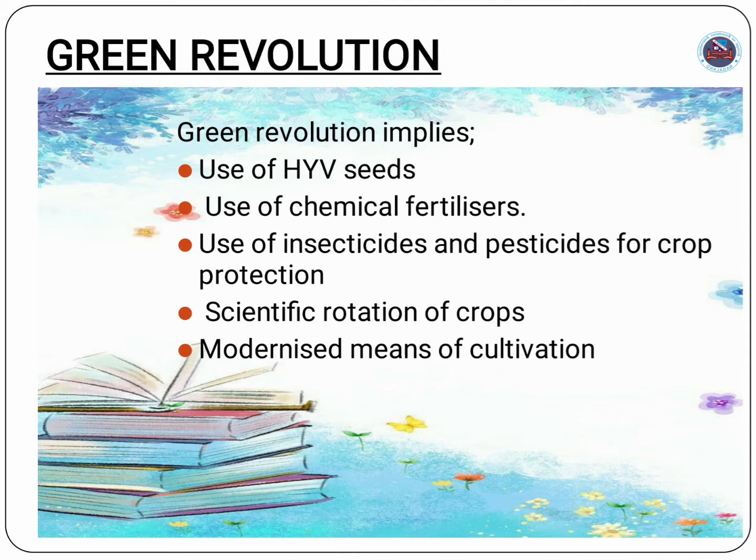Now, what is Green Revolution? Green Revolution implies the use of HYV seeds. HYV seeds means high yielding variety of seeds. It also implies the use of chemical fertilizers, use of insecticides and pesticides for crop protection, scientific rotation of crops, and modernized means of cultivation.